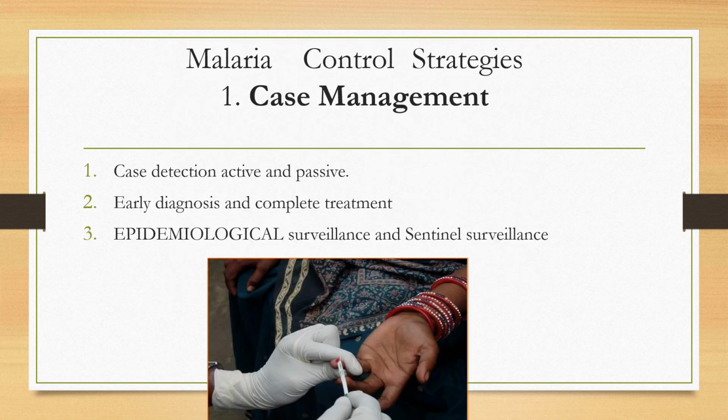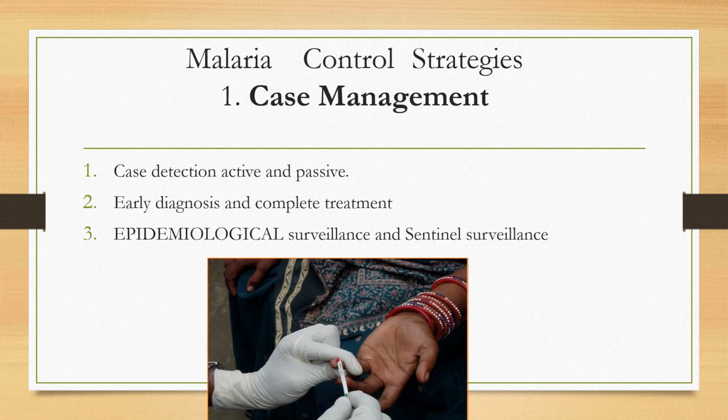So we will be describing malaria control strategies. And the most important, as I earlier mentioned, is first case management. It begins with case detection, that can be active or passive. Anyhow, if a case of malaria is detected, the next logical step is complete treatment of the case.